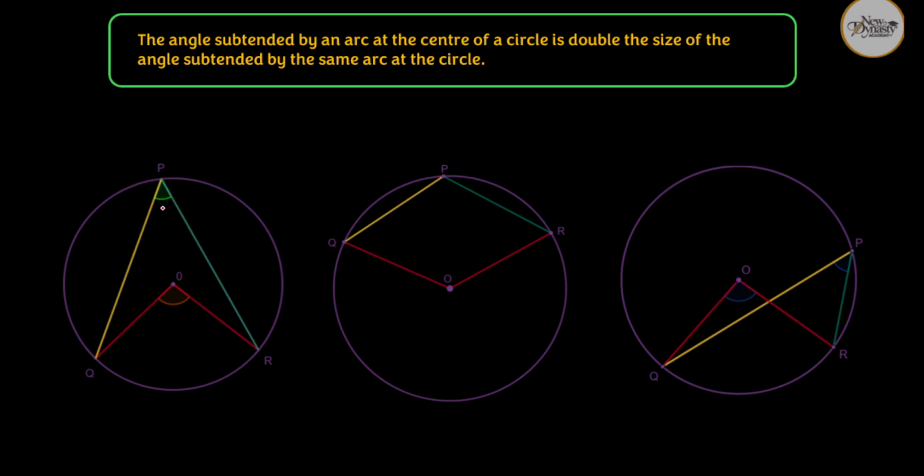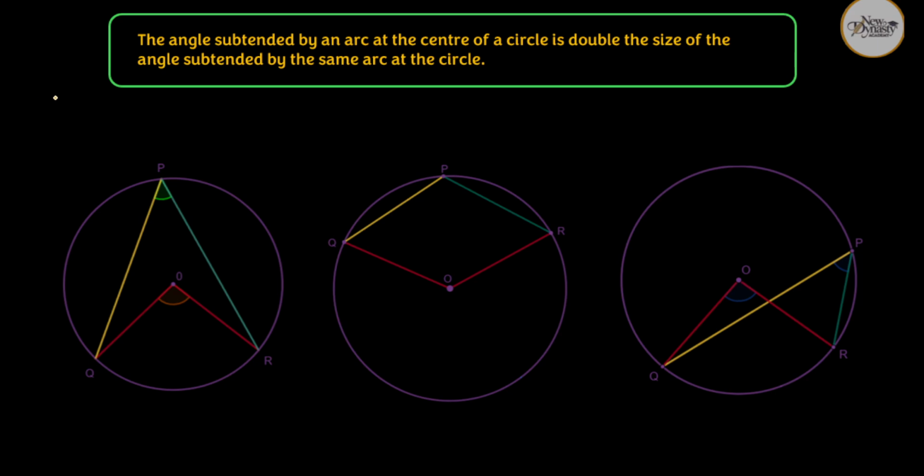Let's analyze this diagram. We have angle P on the first diagram, at the circumference, and angle O at the center there. The chord that is subtending these two angles is called QR, as you can see there. Now, for you to be able to identify the angle at the center, which is equal to twice the angle at the circumference, which angle at the circumference is going to be half the angle at the center? What you need to do is this.